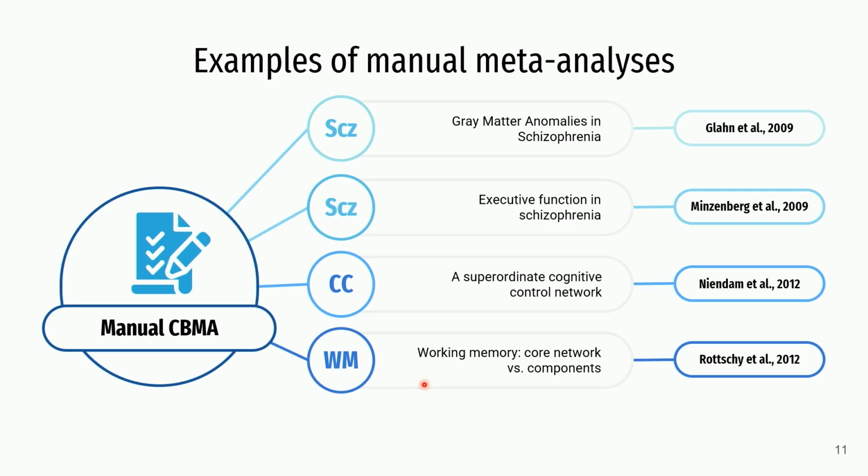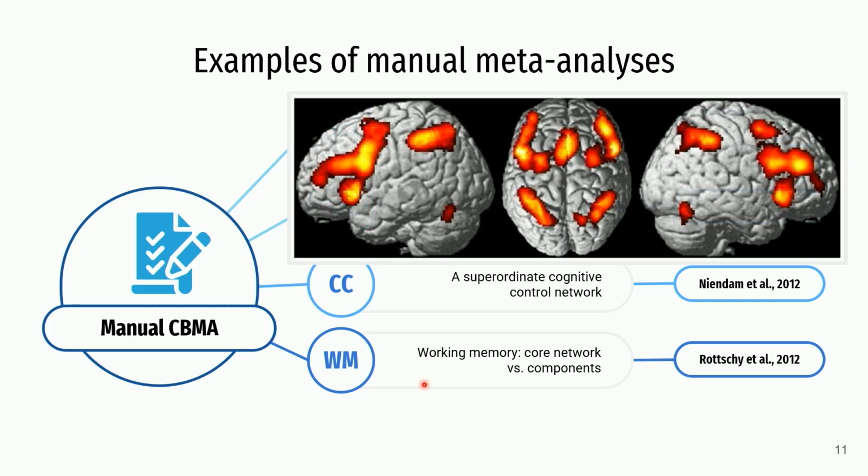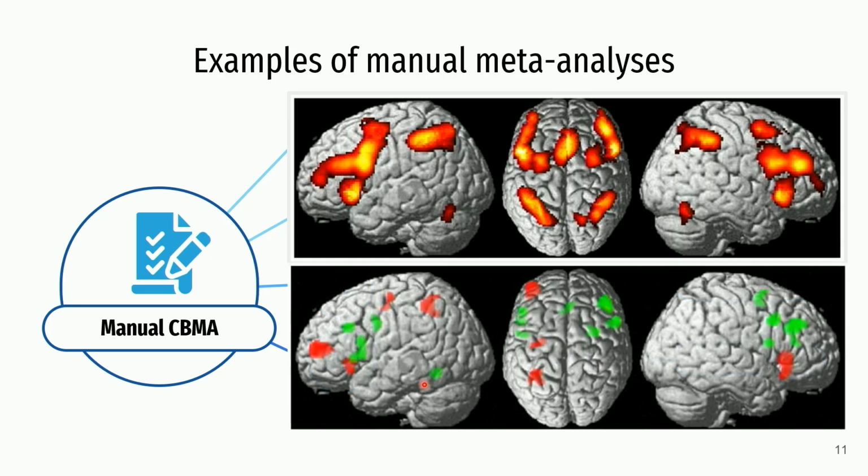You can then take it a step further. So Rottschy et al. in 2012 wanted to look at working memory only. And so here they threw in all of their working memory tasks in a meta-analysis. It looks very similar to that cognitive control network I just showed you. But then they took it another step further, and they asked the question of, okay, so within this working memory network, what parts of the brain are activated in just a task versus rest contrast?